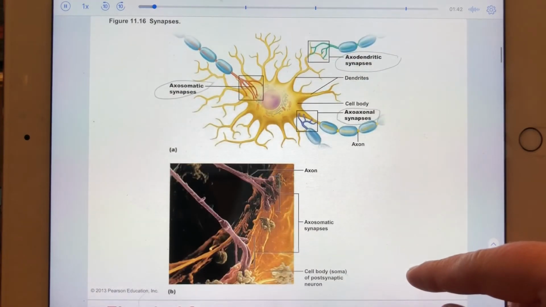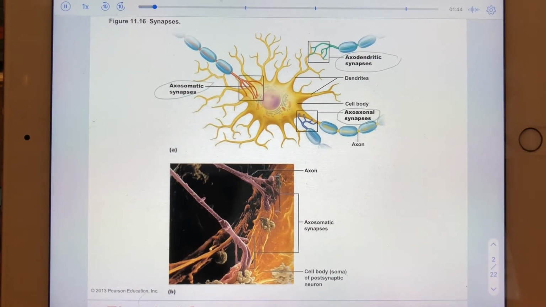Okay, in the next slide, here we're depicting axosomatic. Here we're depicting axodendritic. And those are the scenarios that we're most often expecting, okay? Whereas much less common, axoaxonal.